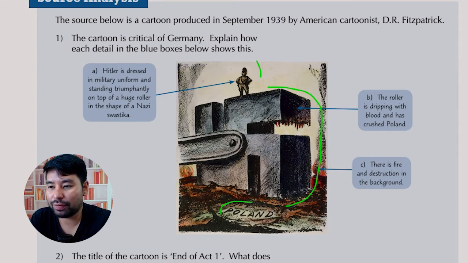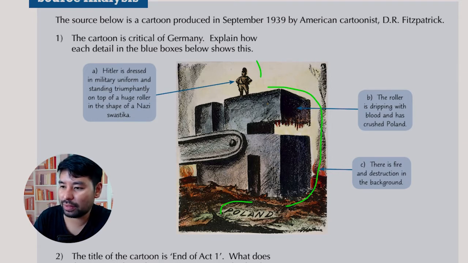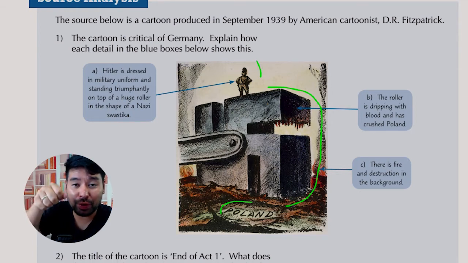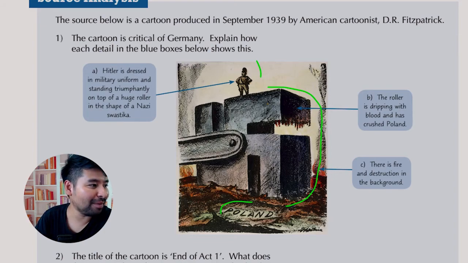So he's standing triumphantly on top of a huge roller in the shape of a Nazi swastika, right? This one, right? Do you know a roller? I think we can analyze that, right? It's like the thing that we use when we are cooking. I don't know. Do you know what I mean? So roller is like, I think some people use that to cut spaghetti. It's like some metal thing that you put in there. You go zip zip.